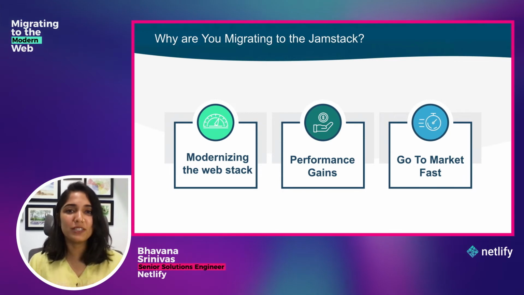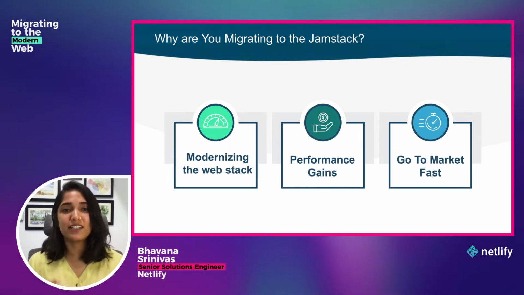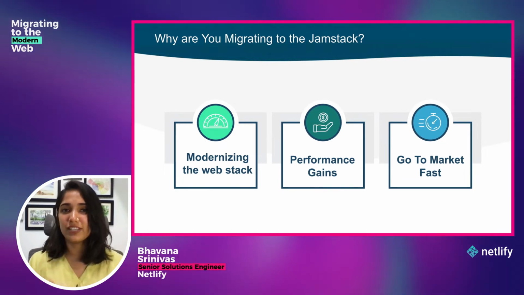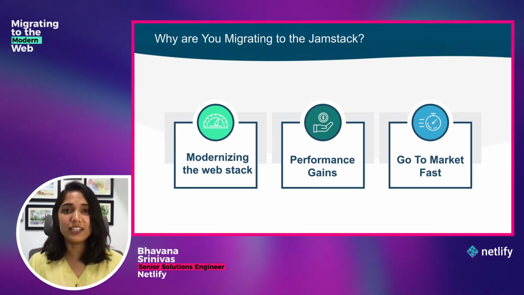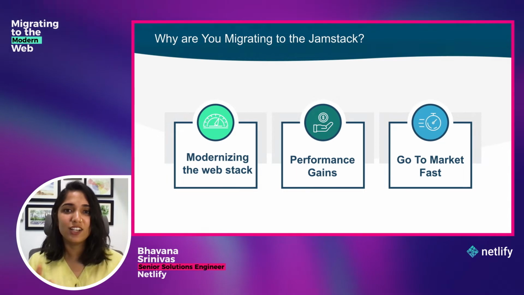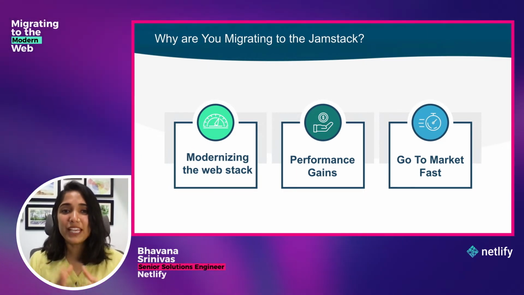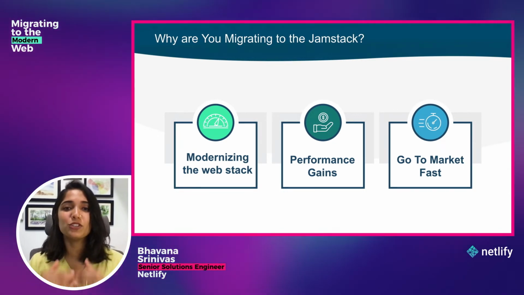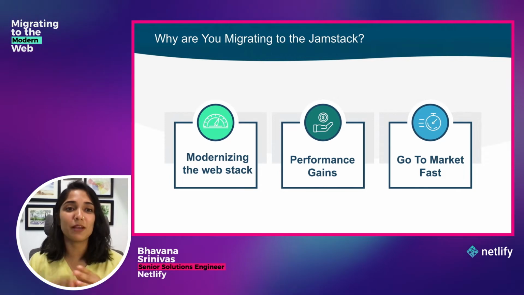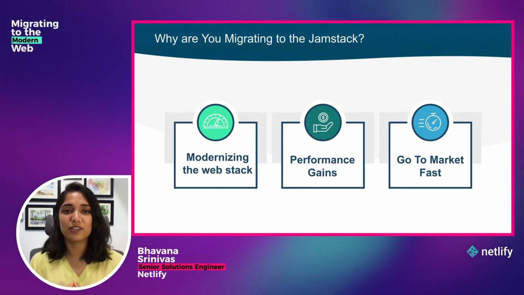Second, performance gains. By virtue of serving static assets on a CDN, Jamstack dramatically reduces the amount of time spent during runtime to actually serve up the site. So this really boosts site performance. And third, being able to go to market faster and using modern web tools to push new features out quickly for your customers is something that teams really care about.